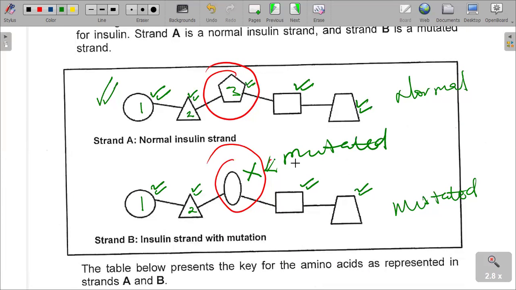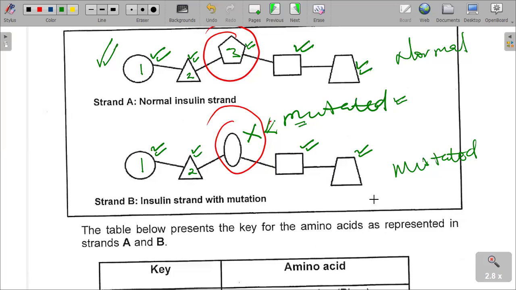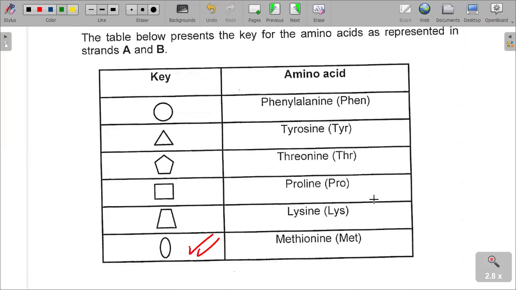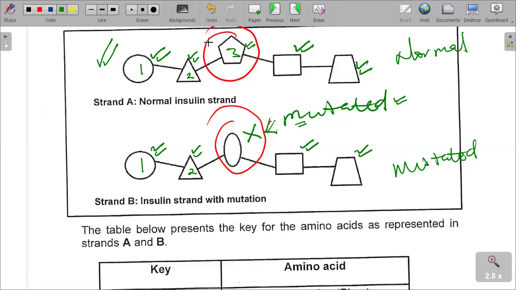This is the mutated one. It mutated this one. So we have to look at what this represents. We look at it and find out that methionine is the one represented by this mutation. So it is methionine, which is represented by the type of mutation that has taken place according to our diagram, where on position 3, and this one, we have a different amino acid that is formed here.